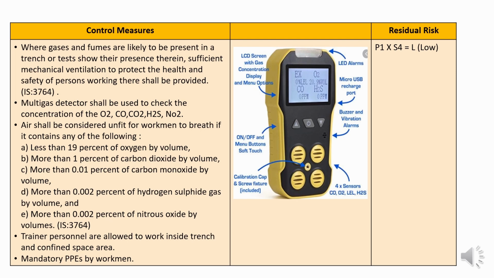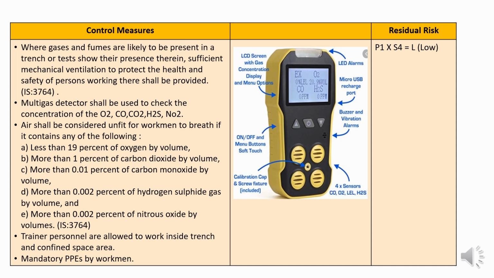Air shall be considered unfit for workmen to breathe if it contains any of the following: less than 19% of oxygen by volume, more than 1% of carbon dioxide by volume, more than 0.01% of carbon monoxide by volume, more than 0.002% of hydrogen sulfide gas, more than 0.002% of nitrogen oxide gas by volume. So all this data is as per IS 3764, which is for safety in excavation.